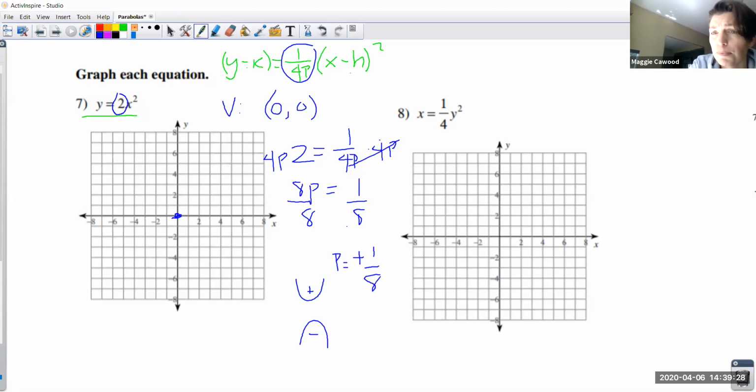Okay, so it's opening up, which means if this is my vertex, I'm going to go 1/8 up. Oh my goodness, it's so tiny, I can't even see it. Okay, I'll need to do a different color so you can see what I'm doing. 1/8. My stylus is not good enough to show 1/8. Okay, and then 1/8 back.